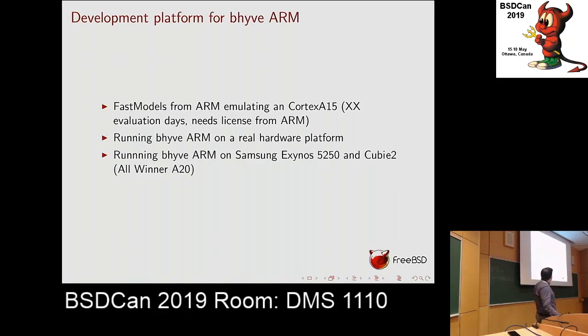Also, we have run Bhyve ARM on real hardware. We started with the Samsung Exynos 5250. The problem is that in the process of doing debugging, we burned out this board, and we couldn't find a place to buy another one. And we moved to the Cubieboard 2. It's an Allwinner A20, recommended by Manu at that point.